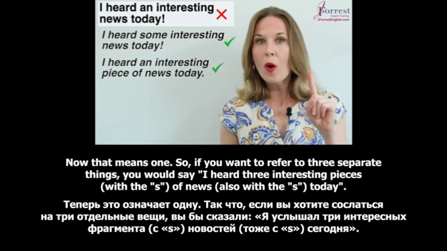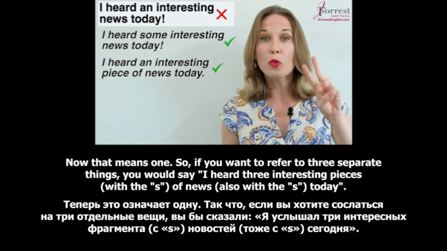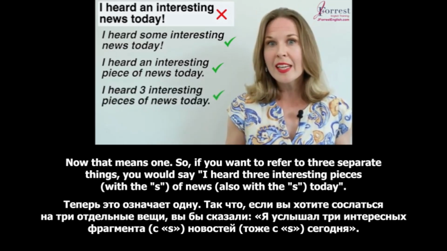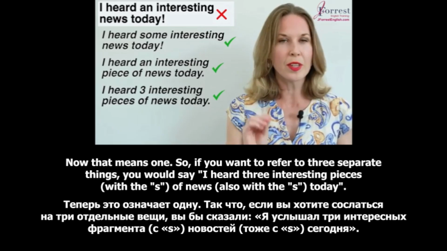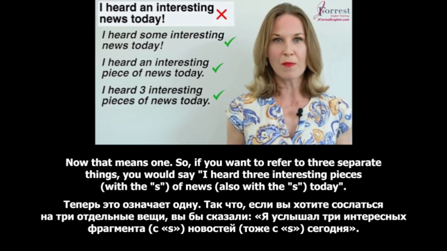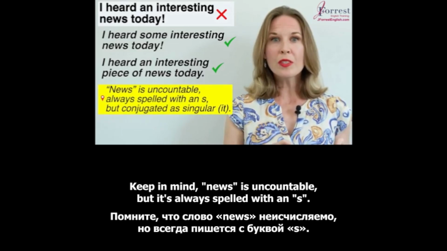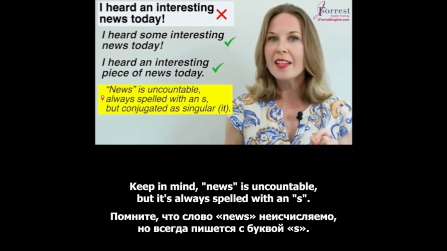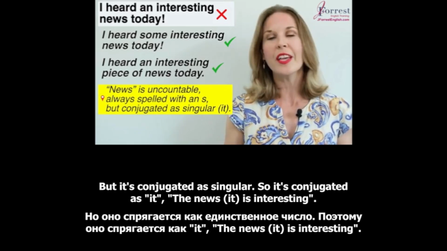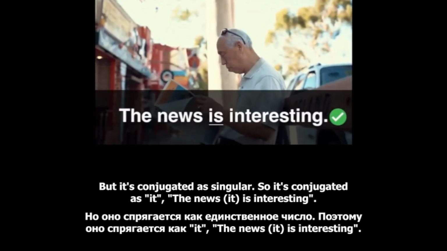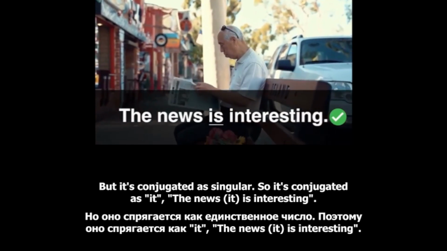Now that means 1. So if you want to refer to 3 separate things, you would say, I heard 3 interesting pieces, with the S, of news, also with the S, today. Keep in mind, news is uncountable, but it's always spelled with an S. But it's conjugated as singular, so it's conjugated as it. The news, it, is interesting.